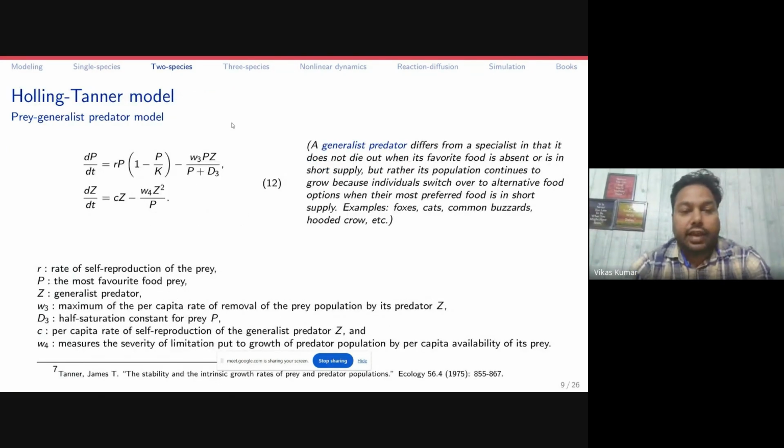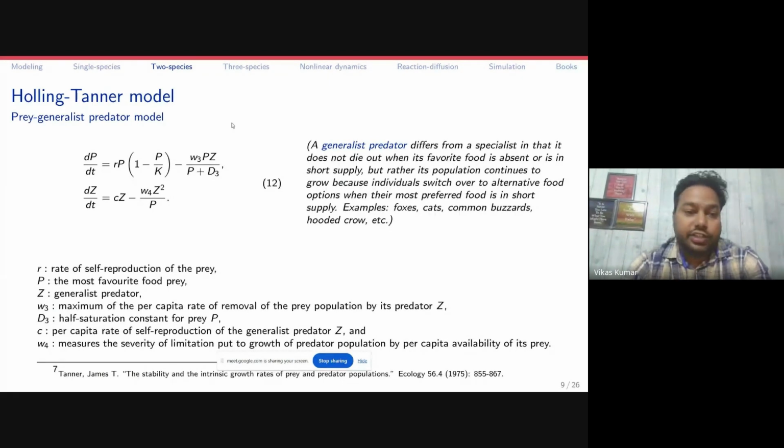And of course, now we have the third type of two species model, which we call the Holling-Tanner model. The specialty here is that in this equation, you can see there is a Z population, which is your predator population, that was not a specialist. Now this time it was a generalist. A generalist predator is different from a specialist predator because it does not die out due to the absence of its favorite food. Maybe they can survive with some alternative options available in the forest or somewhere.